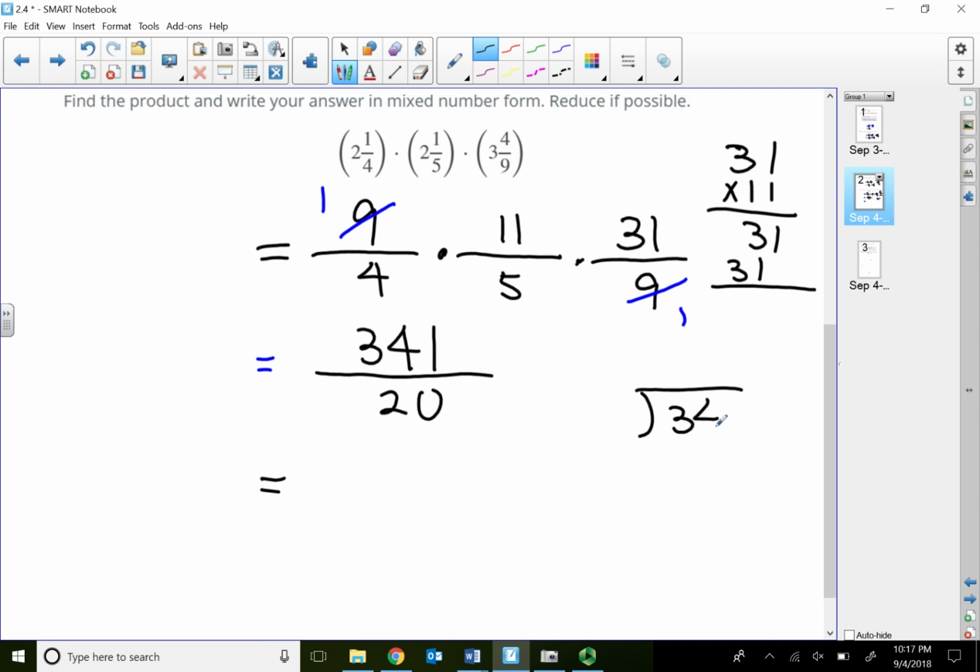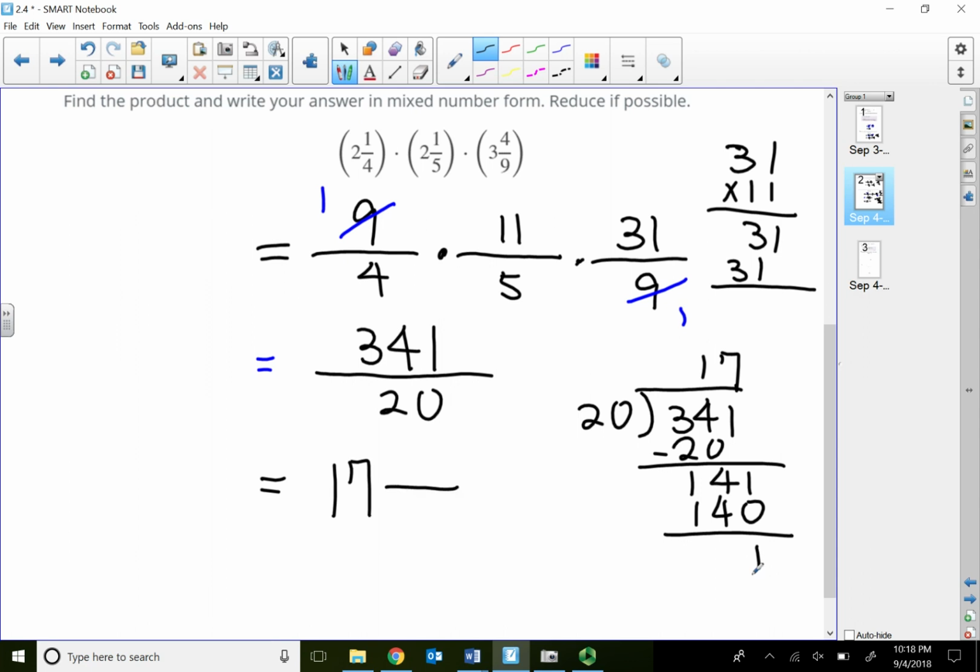So 341 divided by 20. 20 goes into 34 about 1 time. That leaves 14. Bring down the 1. That's about 7 times, because 2 goes into 14 seven times. 7 times 0 is 0, 7 times 2 is 14. My remainder is 1. So my quotient is 17, and the remainder becomes my numerator. The divisor, which is the denominator, is still the same. So that's 17 and 1 over 20.